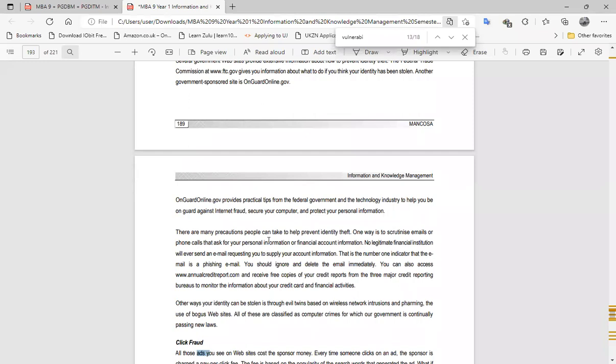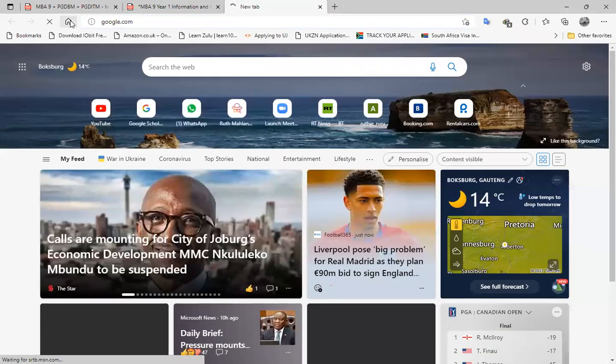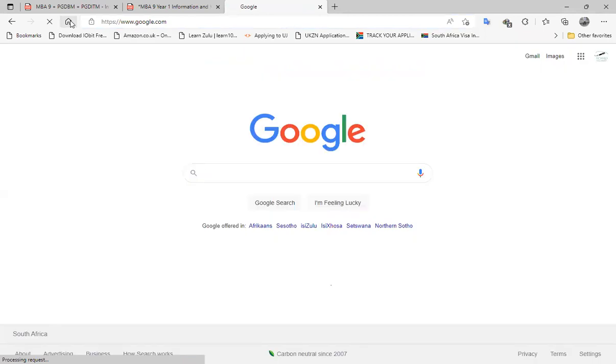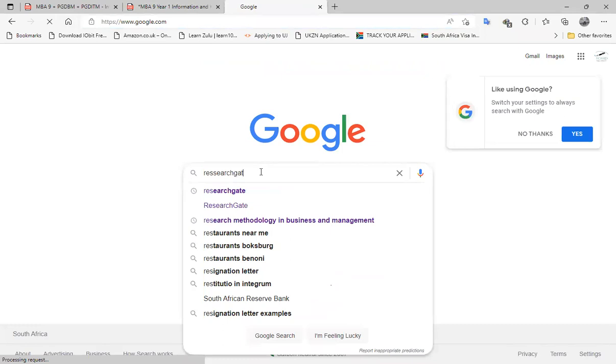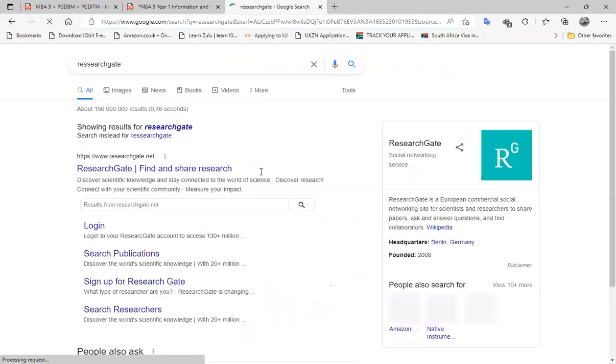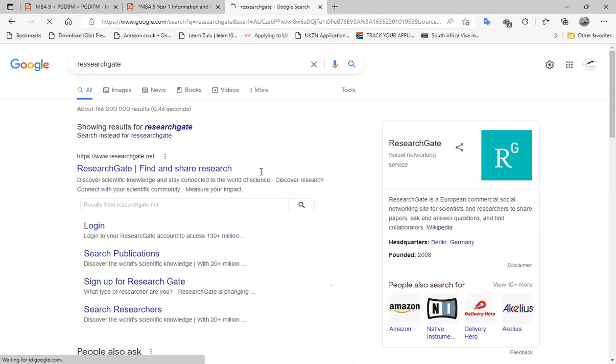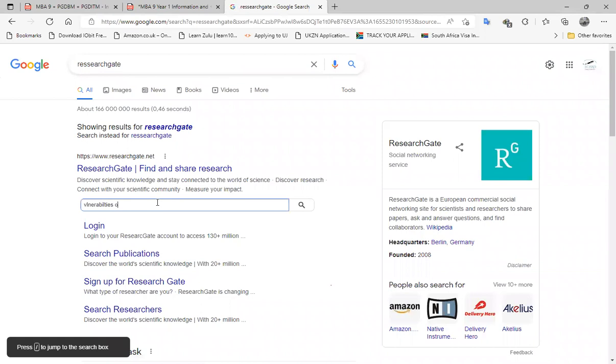Remember, if you see that the information is not quite adequate, you can go on ResearchGate and try to find one or two things. So let's see, vulnerabilities of smart cities.